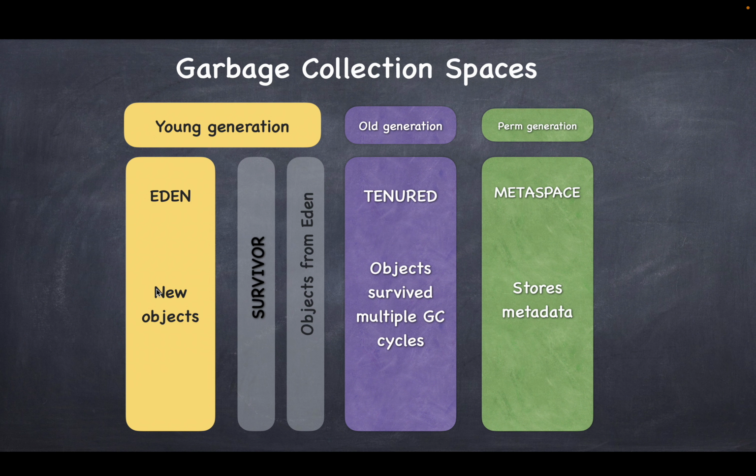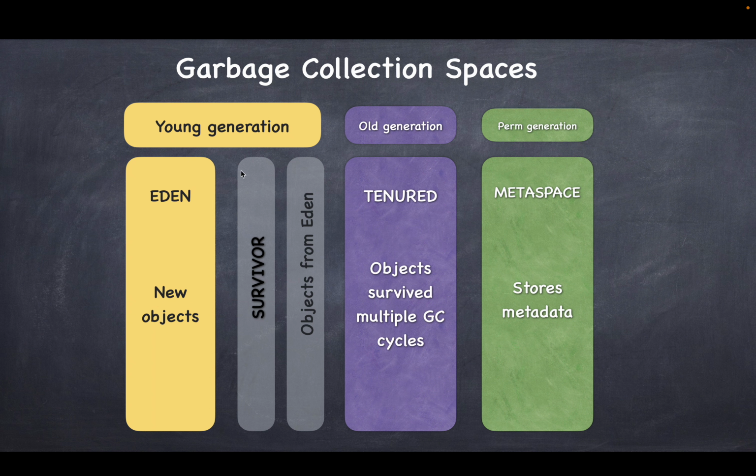When a new object is created, it will go to the Eden space. If that object is deleted immediately, or that object's reference is null, then it will be garbage collected right here. If that object is used for a long time and has survived a few garbage collection cycles, then it will go to the survivor space. And even in the survivor space, many garbage collection cycles have run, and the object is not deleted because it is being referenced by something else. Then those objects will be moved to the tenured space. So this is how the garbage collection spaces work.